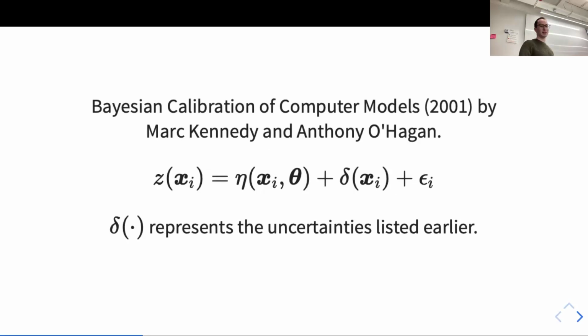Yeah, so the model discrepancy, that delta, represents all of the uncertainties that I listed, or most of the uncertainties that I listed just a minute ago. We sort of lump them all together because it can be really difficult to separate them all apart. But this whole equation here was first described by Marc Kennedy and Anthony O'Hagan in the paper from which I stole the title of this presentation. So, is all of that clear enough for now?